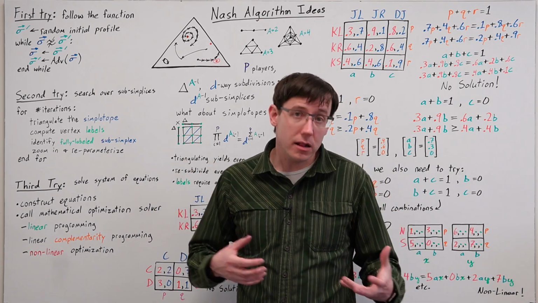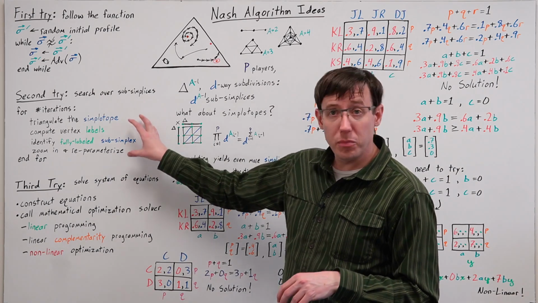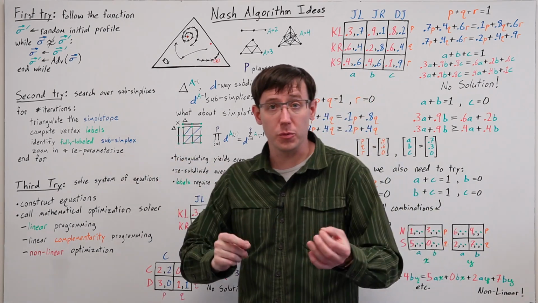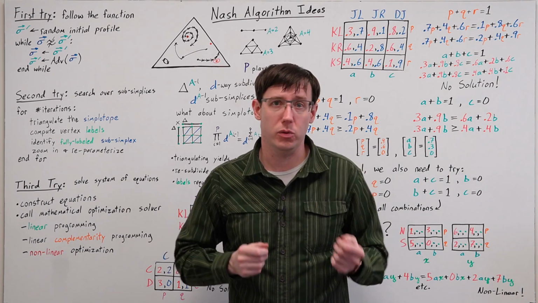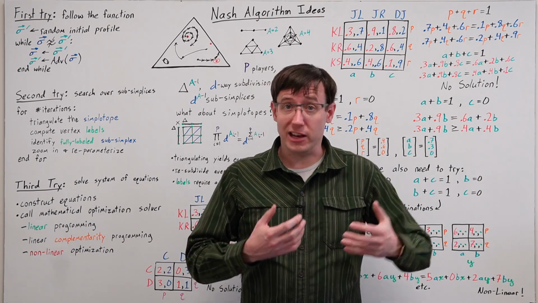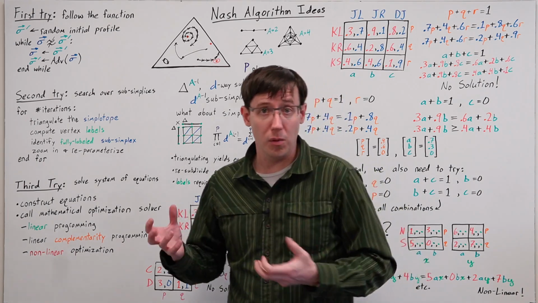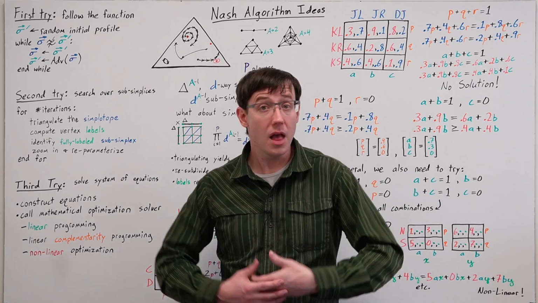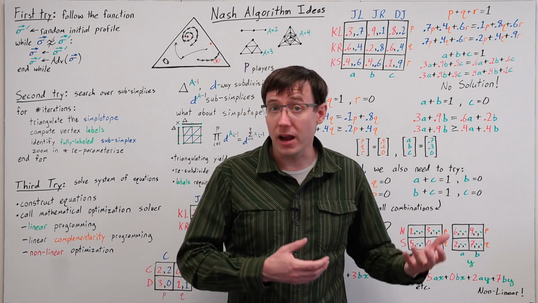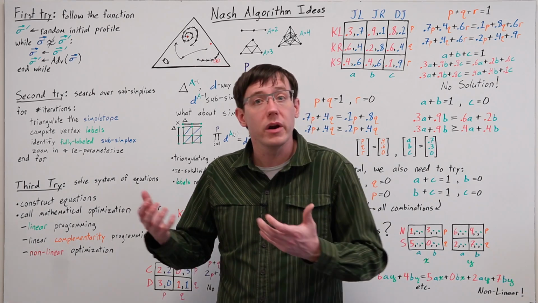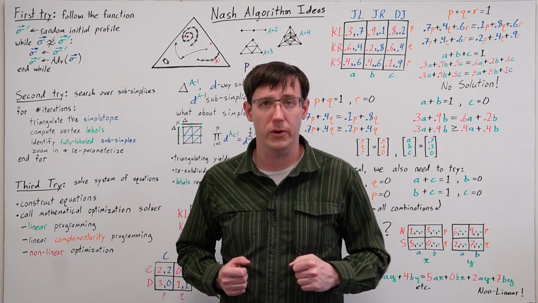And so, while algorithms based on simplicial subdivision can in principle correctly identify Nash equilibria, they tend to be extremely inefficient on all but the smallest games. And so it's worth thinking about whether any other approaches might help us more efficiently identify Nash equilibria.